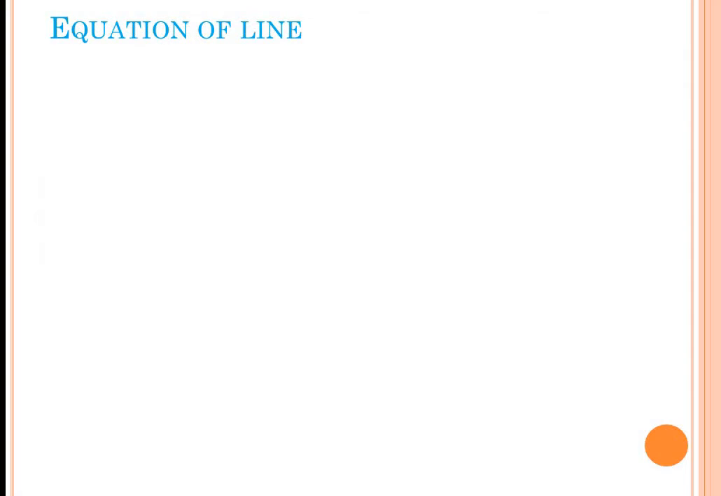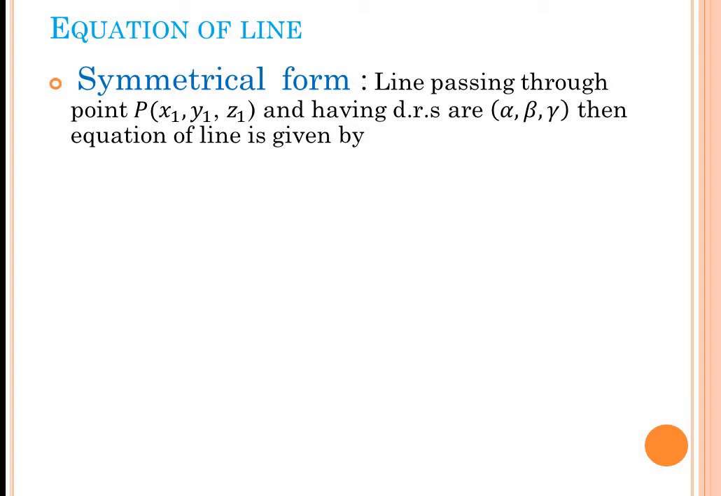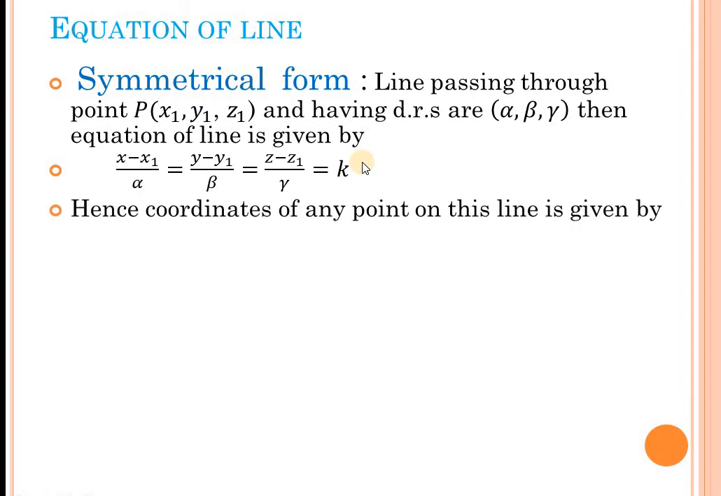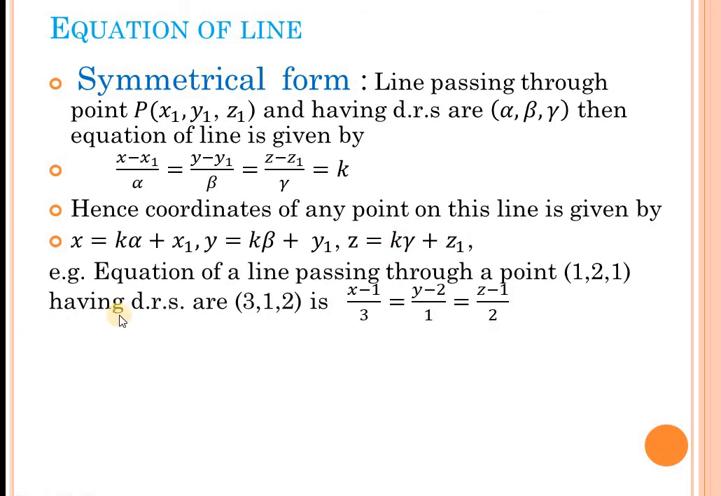Now we see different equations of a line. First is the symmetric form. A line passing through the point P(x1, y1, z1), and if we know the direction ratios of the line alpha, beta and gamma, then the equation of the line is x minus x1 upon alpha equals y minus y1 upon beta equals z minus z1 upon gamma equals k. Hence we can find the coordinates: a general point x, y, z on this line is x equals alpha k plus x1, y equals beta k plus y1, z equals gamma k plus z1. The equation of the line passing through the point 1, 2, 3 having direction ratios 3, 1, 2 is x minus 1 upon 3, and so on, here x1, y1, z1 is 1, 2, 3 and direction ratios 3, 1, 2 are here.